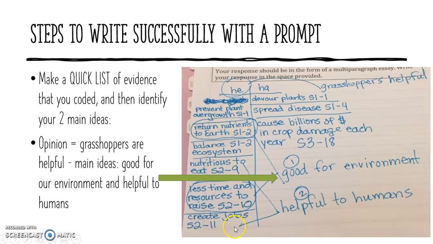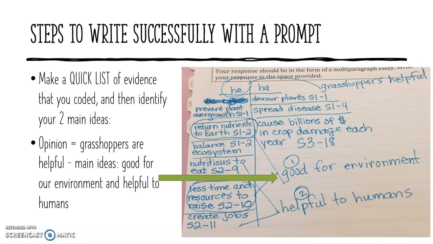Then I looked at my list and said, okay, now I have to come up with my two main ideas. I am not going to choose something off of this list to be my main idea. Why? Because think about what happened in class when we did that. We chose something from this list to be our main ideas, and we stated our main ideas.